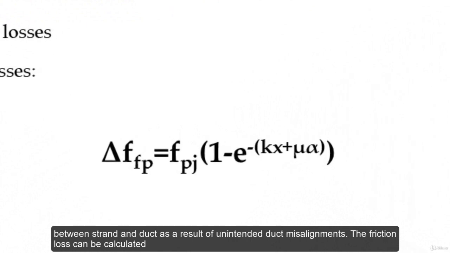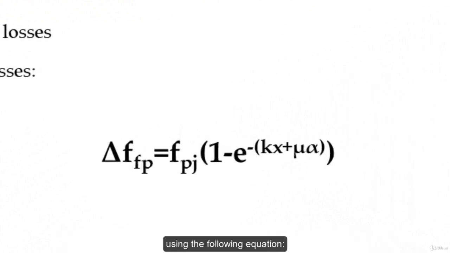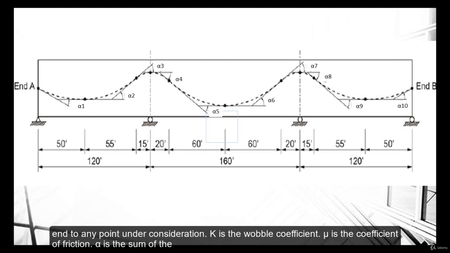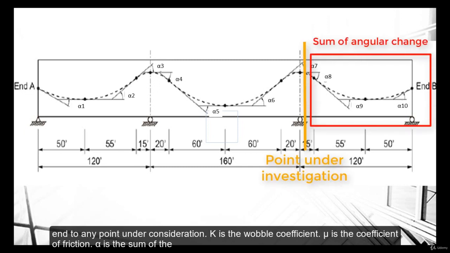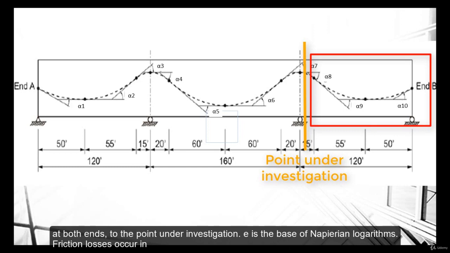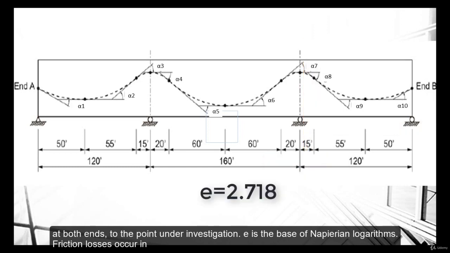The friction loss can be calculated using the following equation: delta F equals Fpj times 1 minus e to the power of minus Kx minus mu alpha, where Fpj is the stress in the pre-stressing steel at jacking, x is the length of a pre-stressing tendon from the jacking end to any point under consideration, K is the wobble coefficient, mu is the coefficient of friction, alpha is the sum of the absolute values of angular change of pre-stressing steel path from jacking end, or from the nearest jacking end if tensioning is done equally at both ends, to the point under investigation. e is the base of Neperian logarithms.